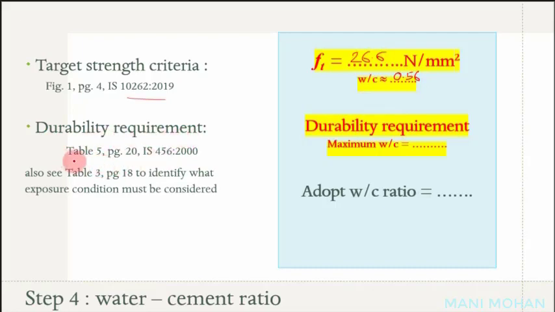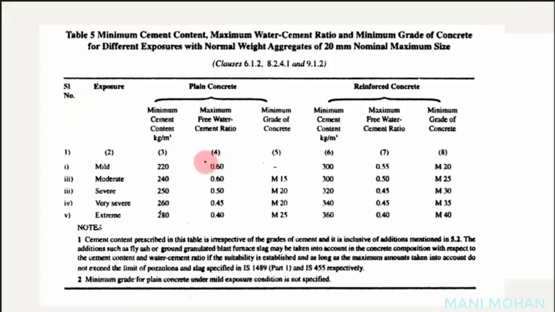Now let us come to the durability requirement. For durability requirement, you have to refer to table 5, page 20 of IS 456-2000. Alright. So let us see table 5 in IS 456-2000. So this is table 5. Here you can see you have plain concrete, you have reinforced concrete. I am using reinforced concrete. Okay. Here you see the exposure condition. The exposure condition, like what is the environment condition to which the concrete is going to be subjected. So that is the exposure condition which has been mentioned. Like you can have mild, moderate, severe, very severe or extreme.